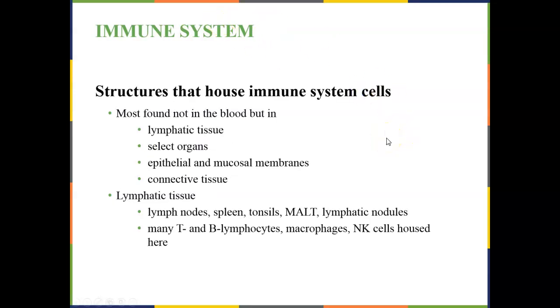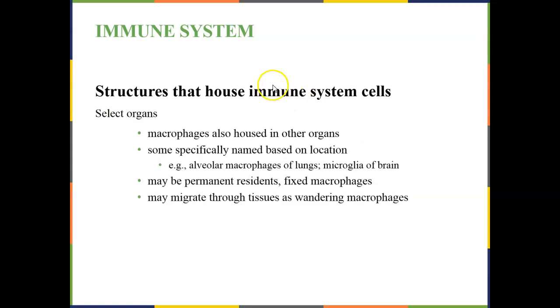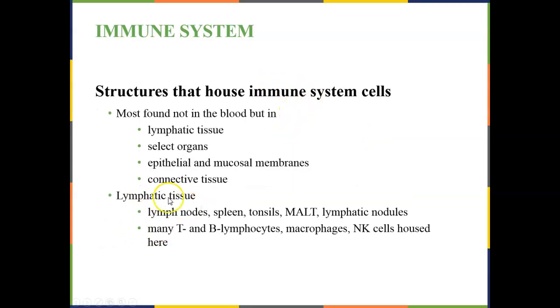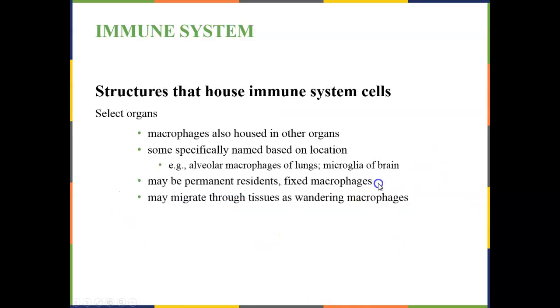So where are these immune system cells found? Because they're not an organ system, they're just cells. They're found mainly in structures of the lymphatic system, as well as in some epithelial tissue, the mucous membrane, and in certain connective tissues. Mentioned quickly, lymphatic tissues, things like lymph nodes, spleen, tonsils, mucosal associated lymphatic tissue. This is where we're going to find the majority of our B and T lymphocytes, macrophages, as well as natural killer cells.